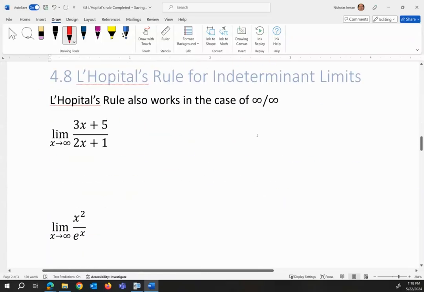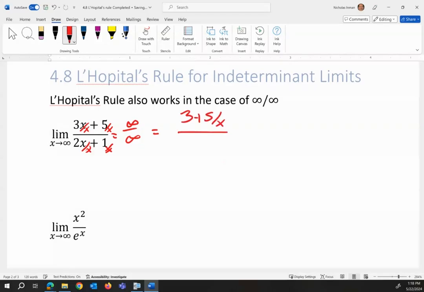Now, it does also work in the case of infinity over infinity. So it doesn't have to be 0 over 0. If you try to plug in infinity, it would be what? Infinity over infinity. Yep, I've got it. What we learned in the past was that we'd have to divide everything by like an x. And that got really messy, if you remember. So we'd have to do like 3 plus 5 over x, over 2 plus 1 over x, limit as we approach infinity.